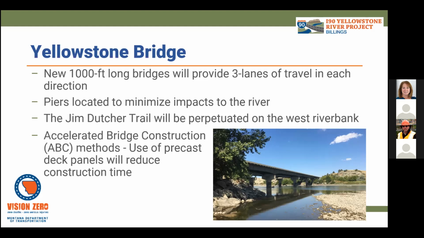And the goal is that during the winter shutdown period, we can open the interstate up fully and allow 2 lanes in each direction. And so in order to do that, we are looking at accelerated bridge construction for this project to help meet that goal. And by doing that, we're going to implement precast deck panels into the project.